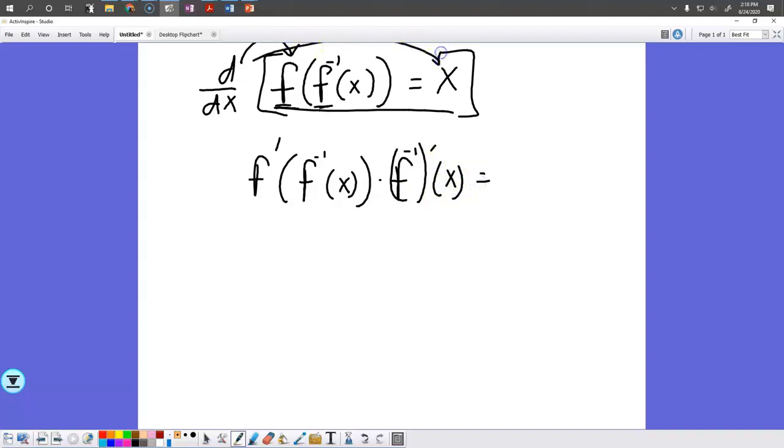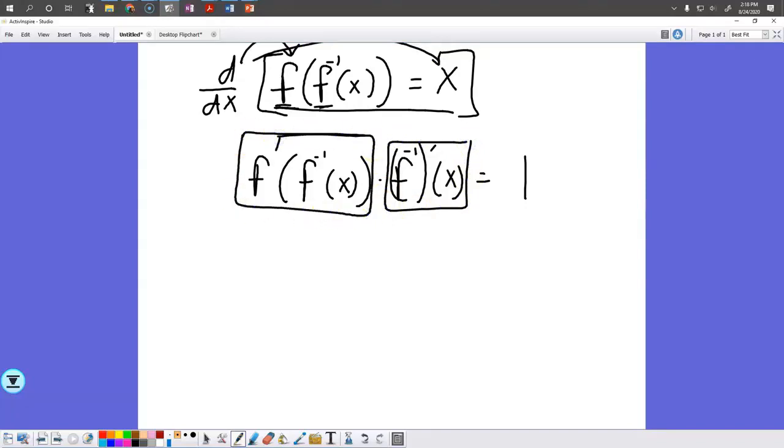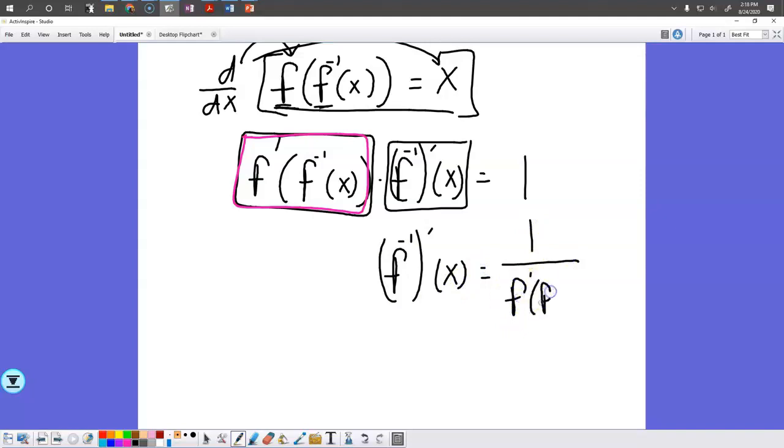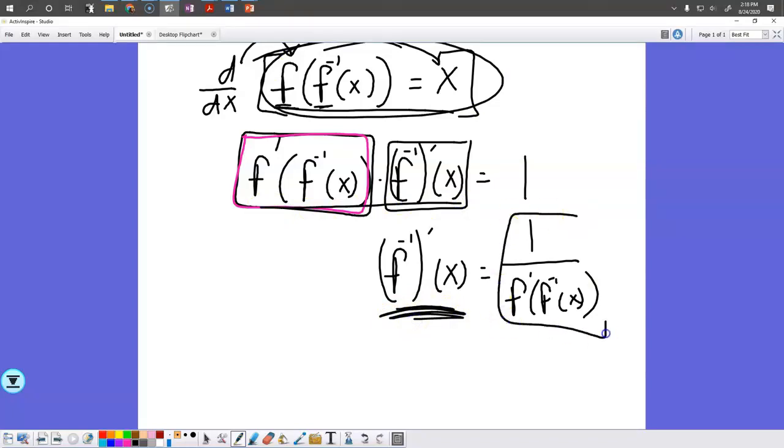And then the derivative of x is 1. Now, I want to know what's the derivative of the inverse, so I'm going to divide both sides by this piece, which I'll highlight in pink so you know what I'm talking about. I'm going to divide both sides by that. And now I know that the derivative of the inverse is equal to 1 over f prime f inverse of x. So since I knew this, I just took the derivative of that using the chain rule and always solved for what I wanted. And I didn't have to memorize this ugly looking thing.